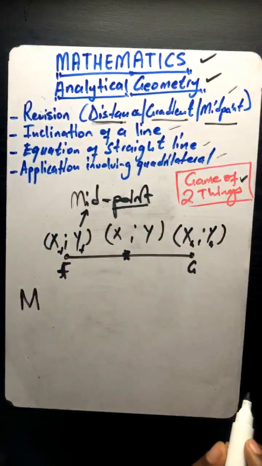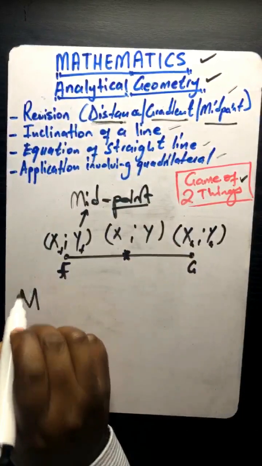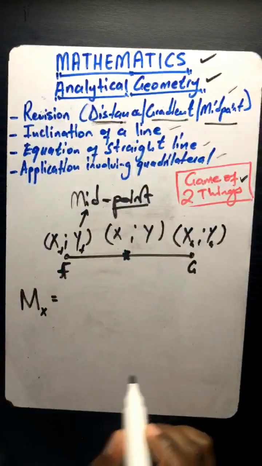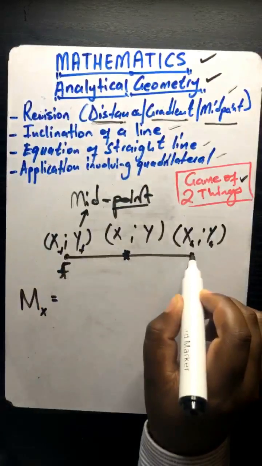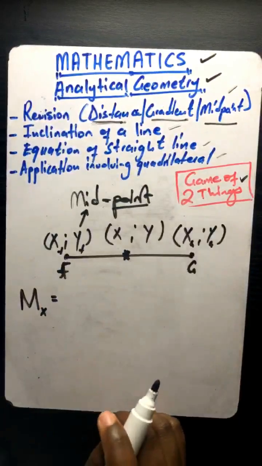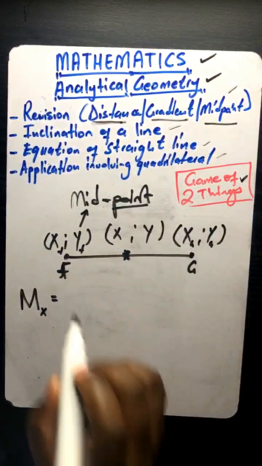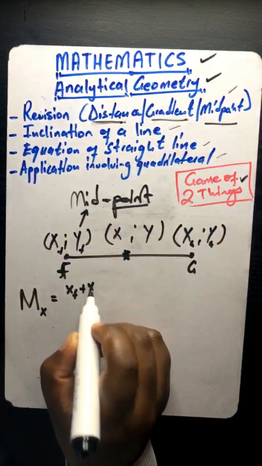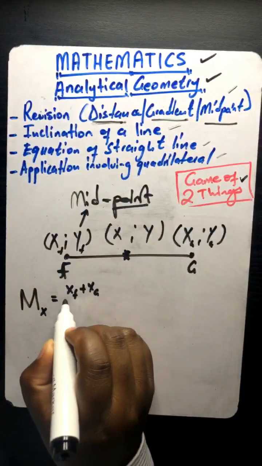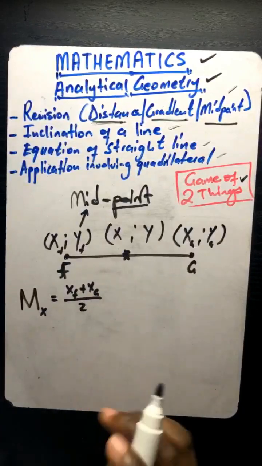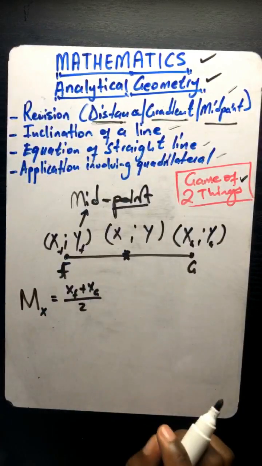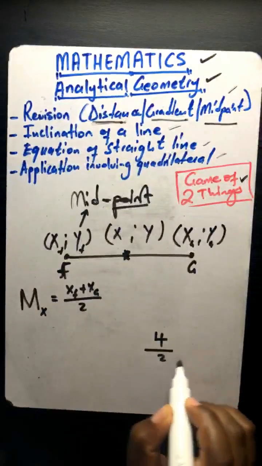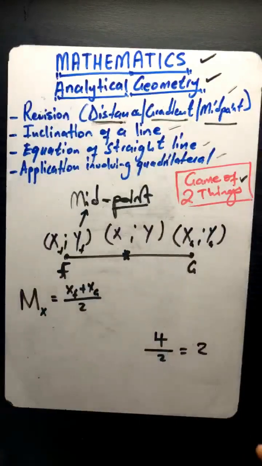To calculate the midpoint of the x value, it is going to be equal to: you take this point, you plus it with that one, and then you cut it into half. How do you do that? When you take point F, or point number 1, and you plus it with point number 2, or point G, the moment you divide it by 2, it means you are cutting it into half. So when you divide 4 by 2, it means you are cutting 4 into 2 equal halves.